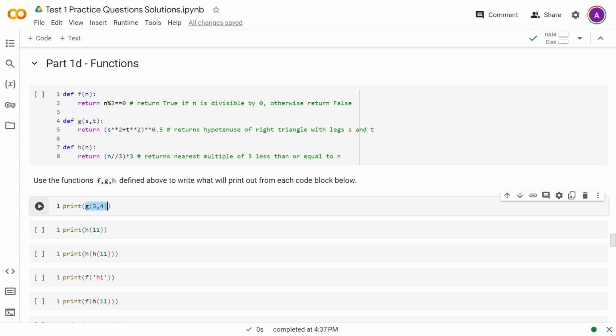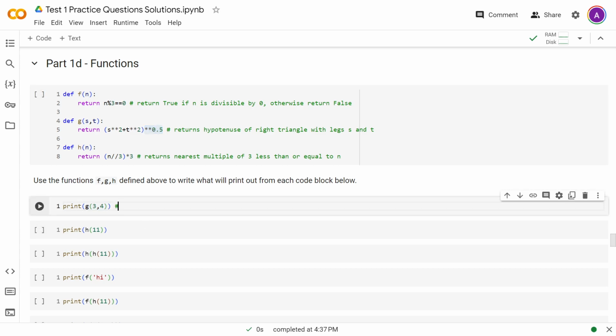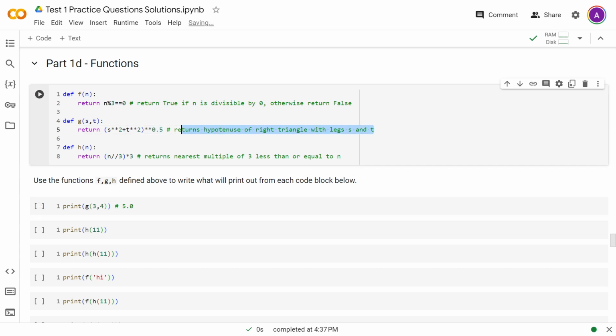So g of 3 comma 4. We're going to go to the g function, plugging in 3 for s and 4 for t. So we're doing 3 squared, which is 9, plus 4 squared, which is 16. 9 plus 16 is 25, and then we take the square root of that. The square root of 25 is 5, and it comes back as a float, so 5.0. You might remember the 3, 4, 5 triangles, which is why I used 3 and 4. So you get 5 for the hypotenuse, which makes the numbers a little easier.